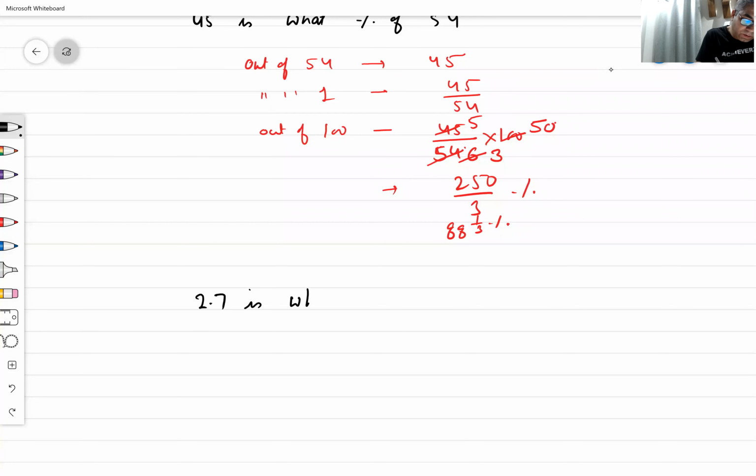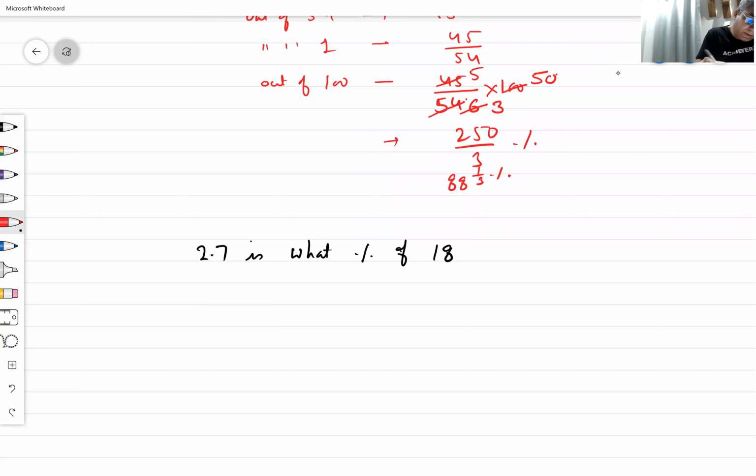2.7 is what percent of 18? So what would be your answer now? Now this should be clear to you how we are doing it. So how will we do it? This is simple. 2.7 divided by 18 into 100. This is your answer. Clear to you?